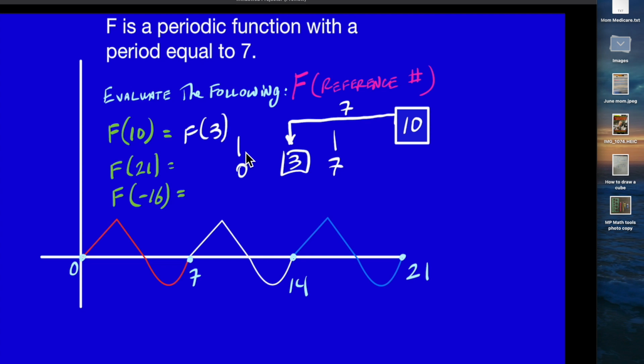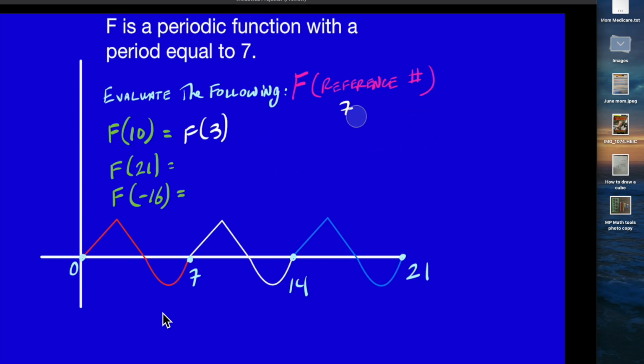So if you look at it on your graph, f of 10 would be somewhere around here. That's the y value about right there. And if you move to f of 3, it's going to have the same y value. That's the idea here. Okay, let's now look at f of 21.